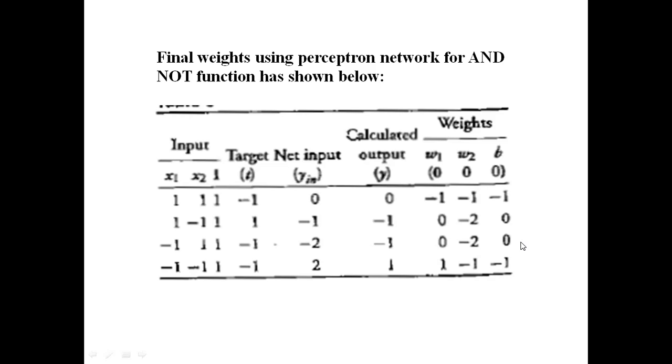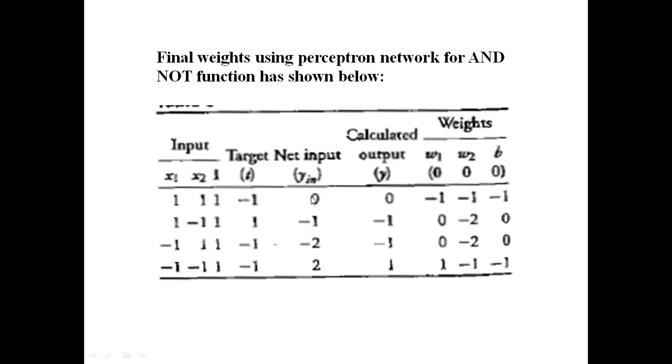Why? Because here t is equal to y, therefore there is no weight change. If t is not equal to y, then there will be the question of weight change. If t is equal to y, then there will be no question of weight change. At the fourth part, the new weights will be 1, -1, and -1. Okay, so now we calculate the y value.